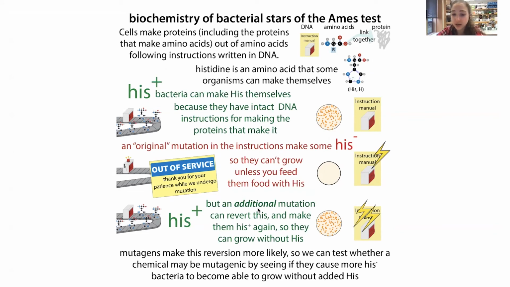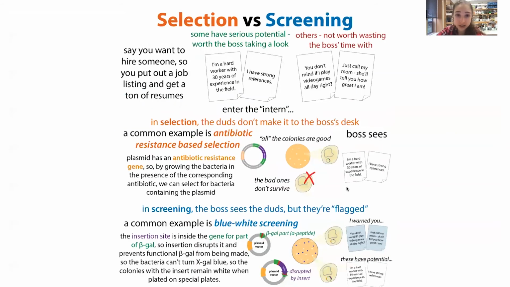And so mutagens are going to make this reversion more likely. So if you have something that's mutagenic and you add it, then you're more likely to get more of the reverted mutations.